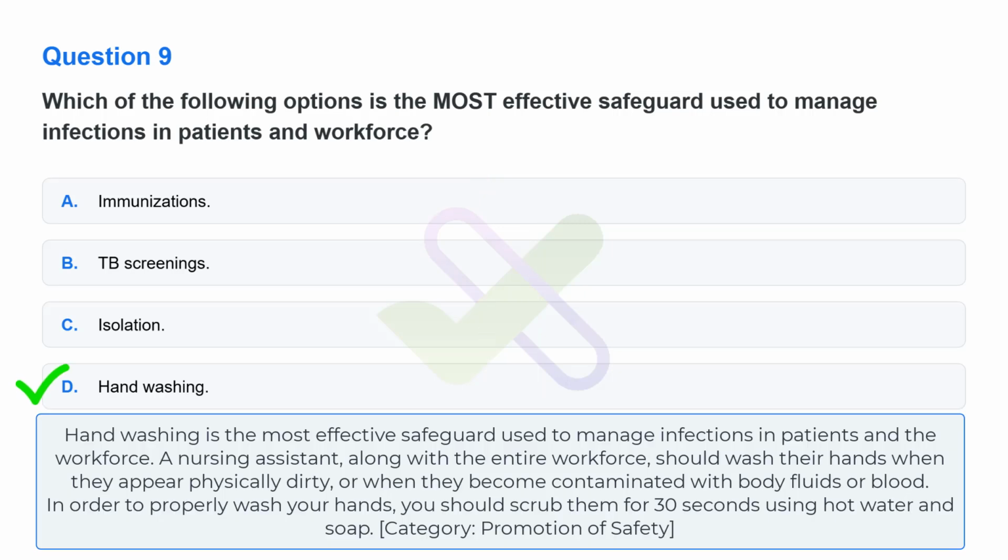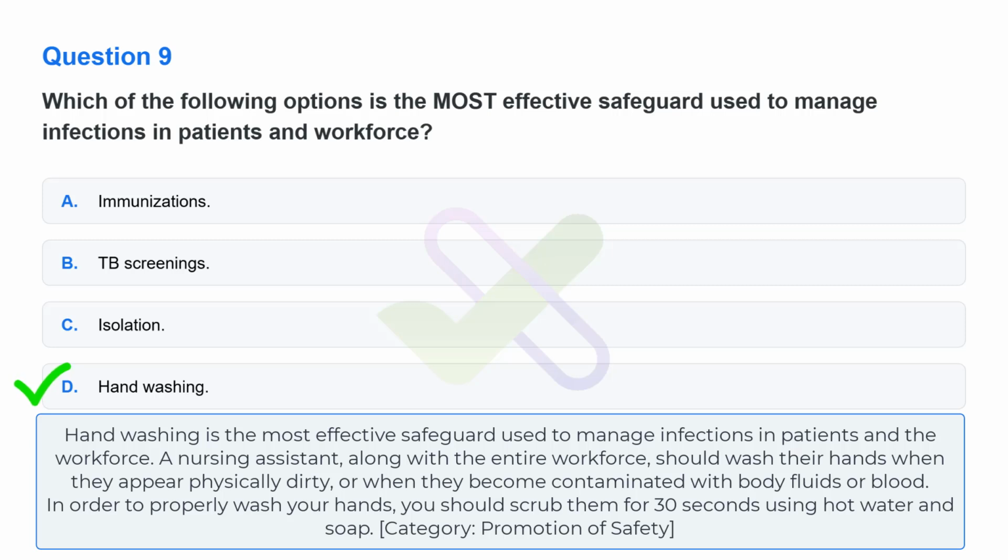The correct answer is D. Hand washing. Hand washing is the most effective safeguard used to manage infections in patients and the workforce. A nursing assistant, along with the entire workforce, should wash their hands when they appear physically dirty, or when they become contaminated with body fluids or blood.